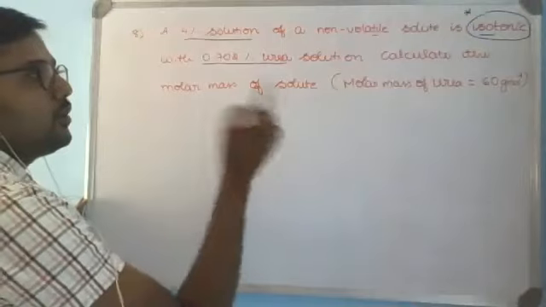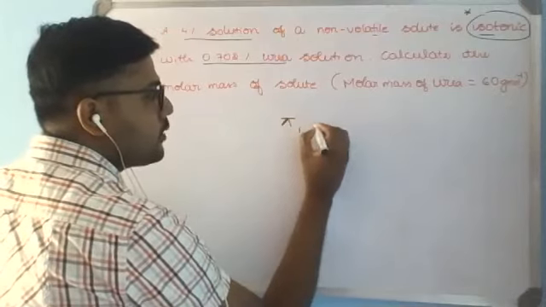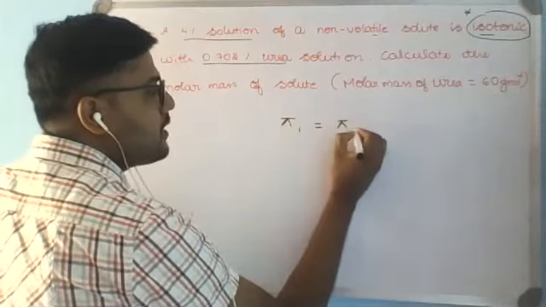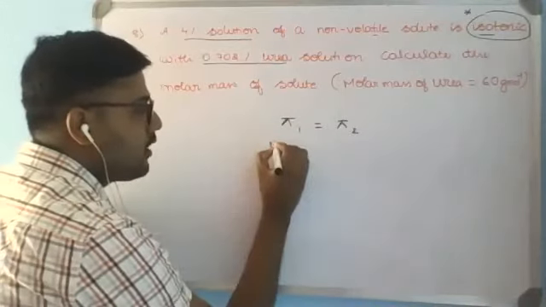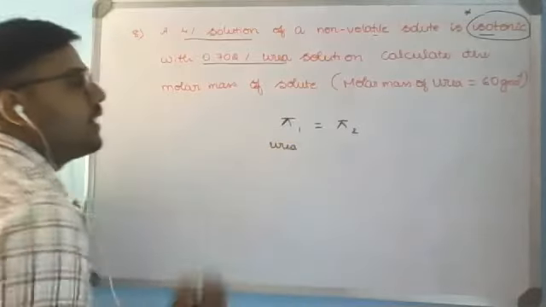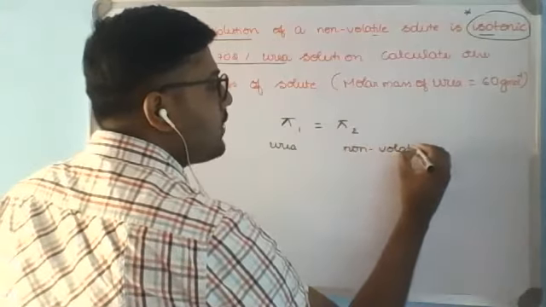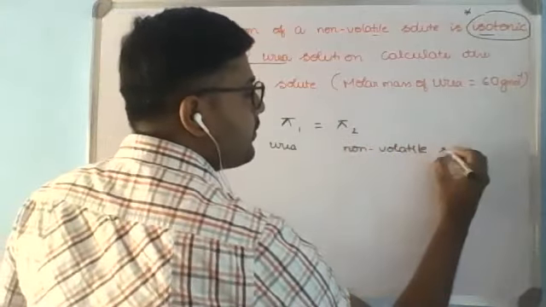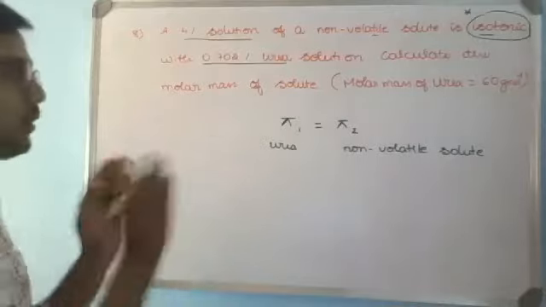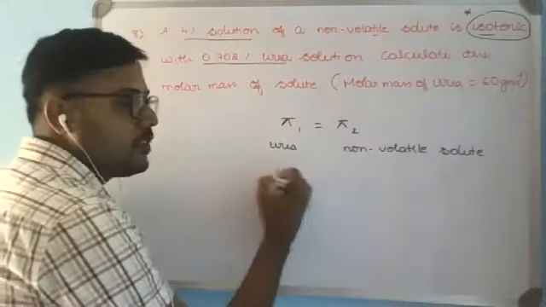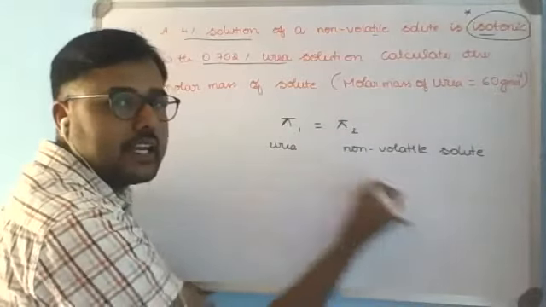Both the solutions are isotonic with each other. So we know that for isotonic solutions, their osmotic pressures will be the same. We'll consider the first component as urea and the second component as a non-volatile solute, which we don't know. Its molar mass we'll try to find. Now, as their osmotic pressures are the same, their concentrations will be the same. That is, we can equate their concentrations.